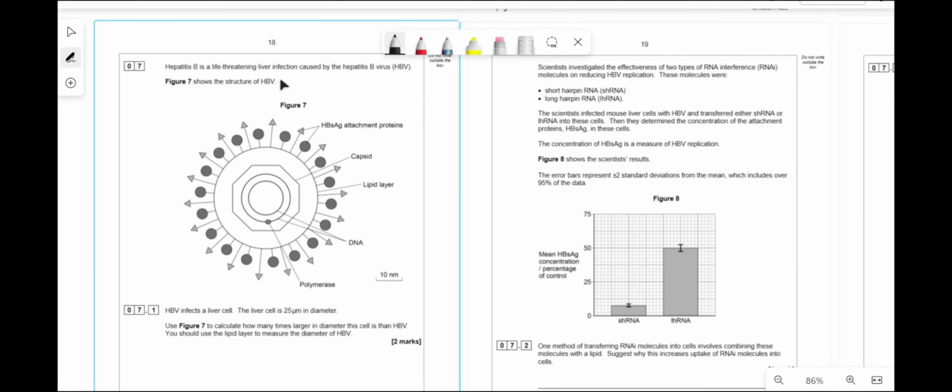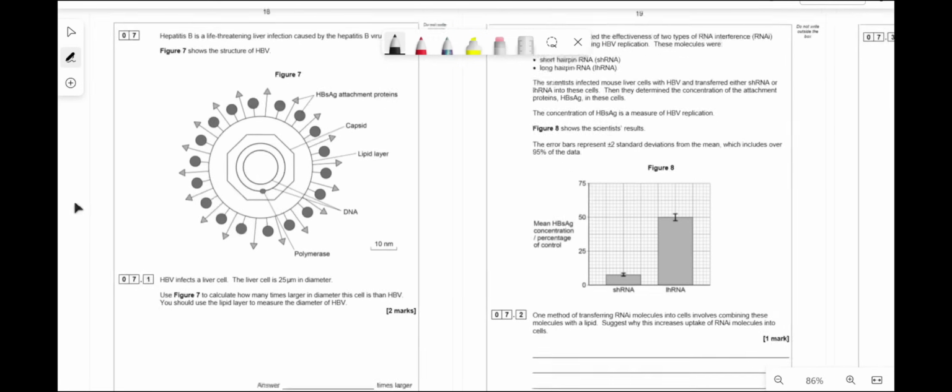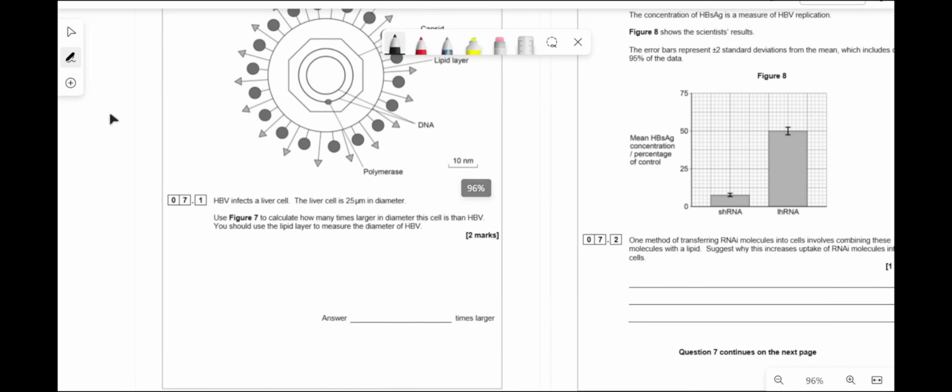Hepatitis B is a life-threatening liver infection caused by the hepatitis B virus, HBV, and we've got our structure here of HBV. So we've got polymerase, we've got DNA, we've got lipid layer, capsid, HBsAg, attachment proteins. So HBsAg infects a liver cell. A liver cell is 25 micrometers in diameter. Use figure 7 to calculate how many times larger in diameter this cell is than HBV, and you should use the lipid layer to measure the diameter of HBV.